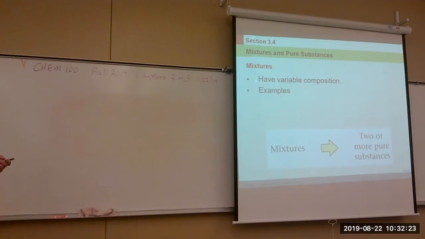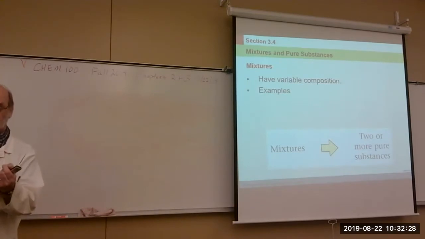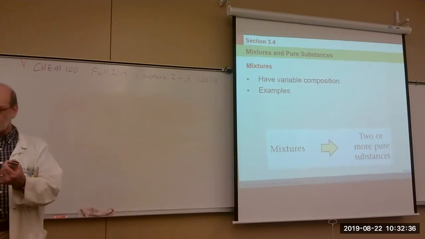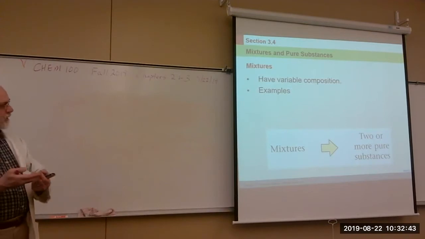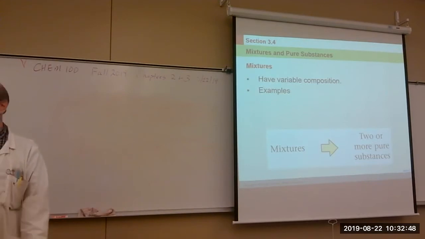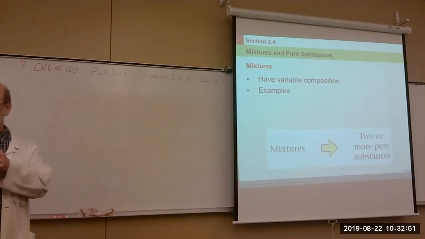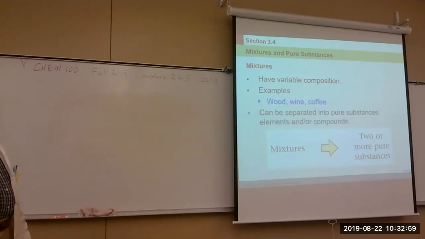Now, the variable composition refers to this: a pure substance in the mixture is one composition, like water, H2O. The other pure substance that you put in water is still that substance, like table sugar, but it has a different composition than water. That's why they say variable composition, because the different pure substances have different compositions. Those are just some examples.